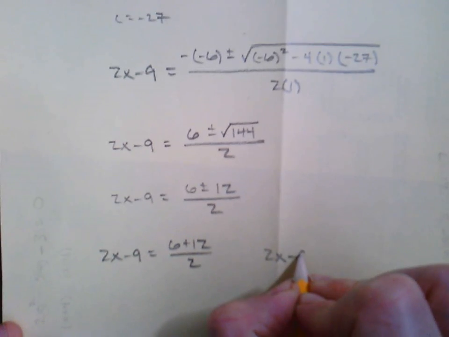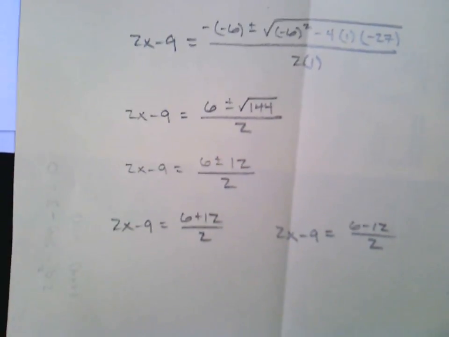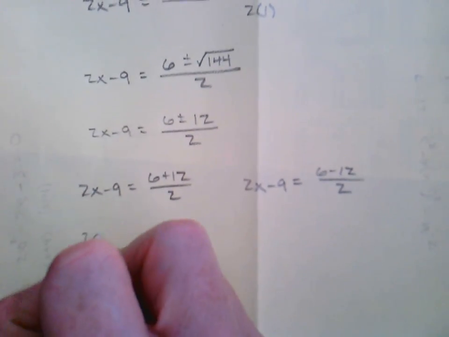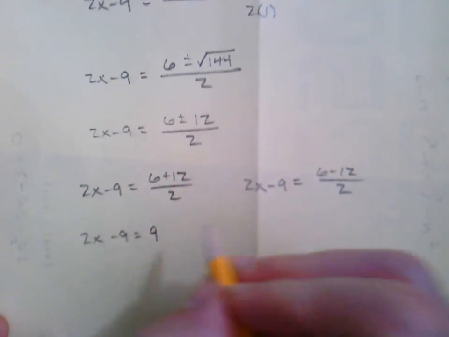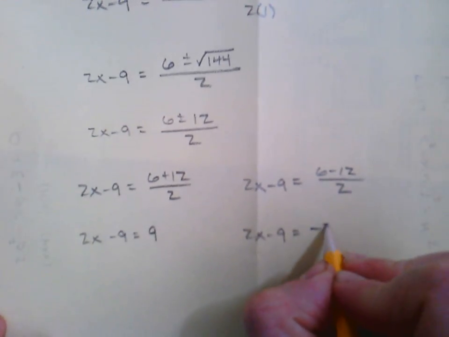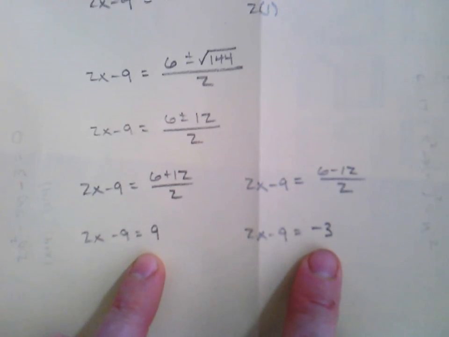Then I'm going to write the two equations out, one with the plus, one with the minus. And we're just going to keep working this down. 18 over 2 is 9. Negative 6 over 2 is negative 3. And so we got the two numbers here, but we're not done.